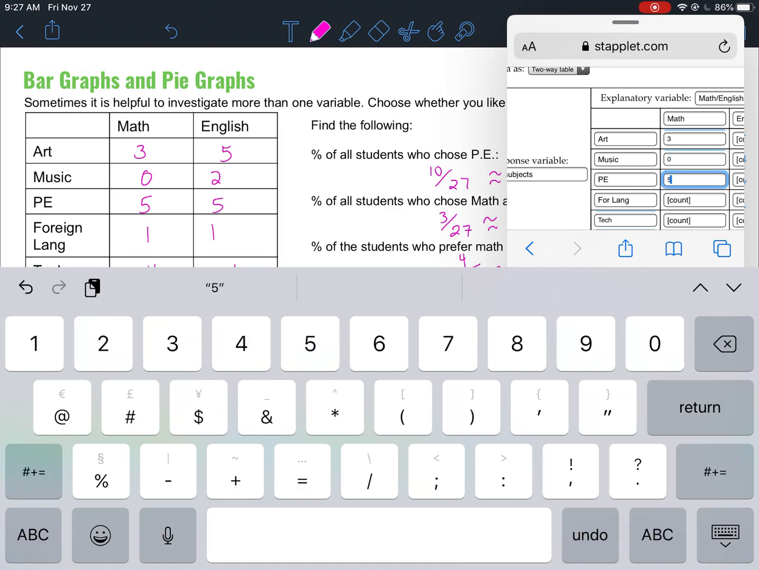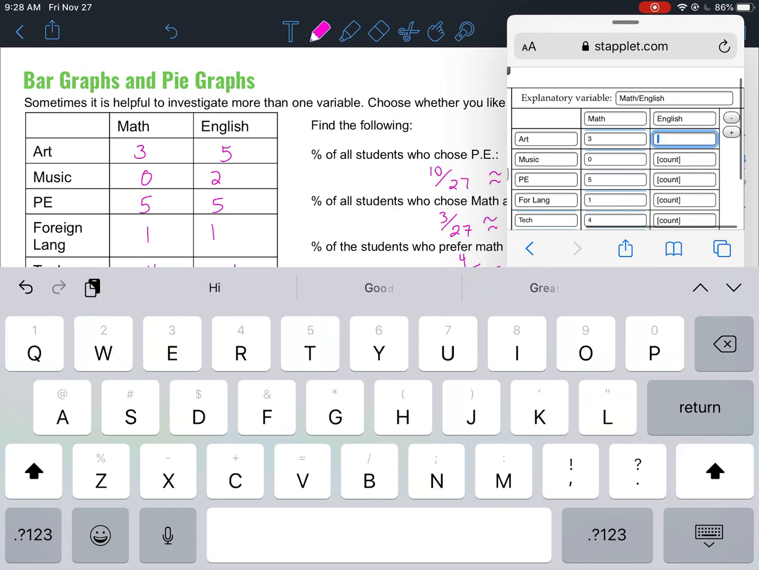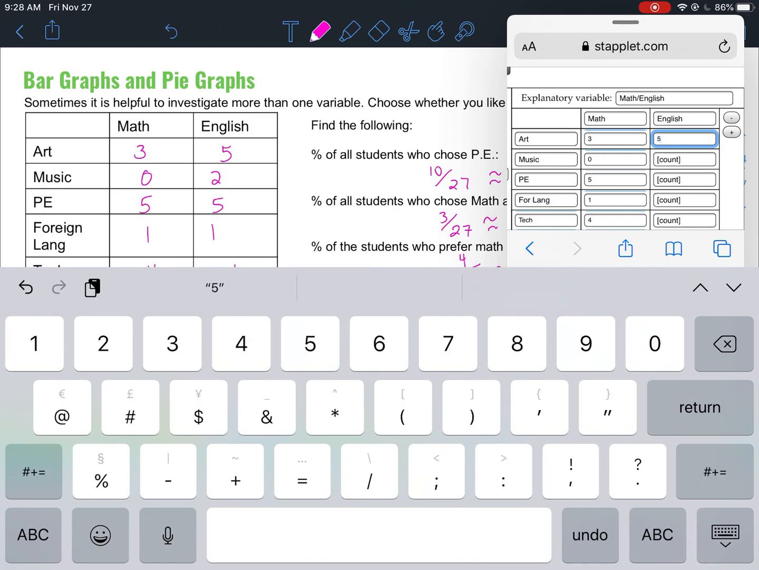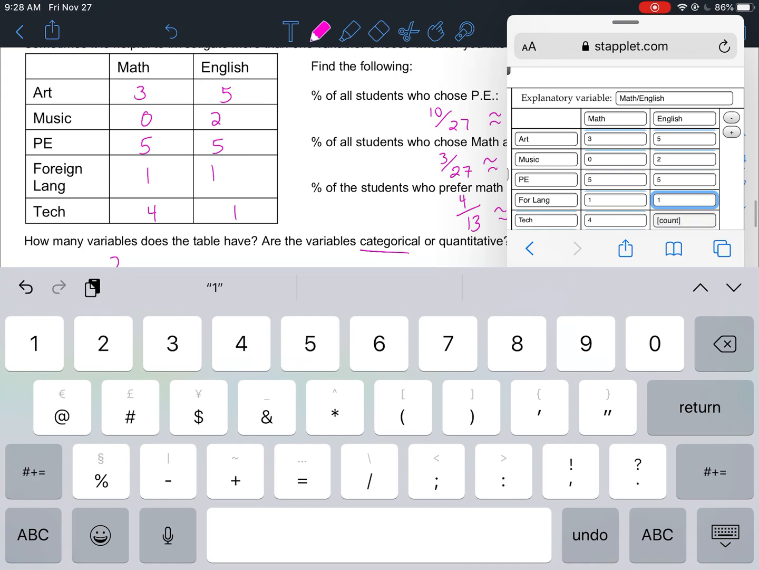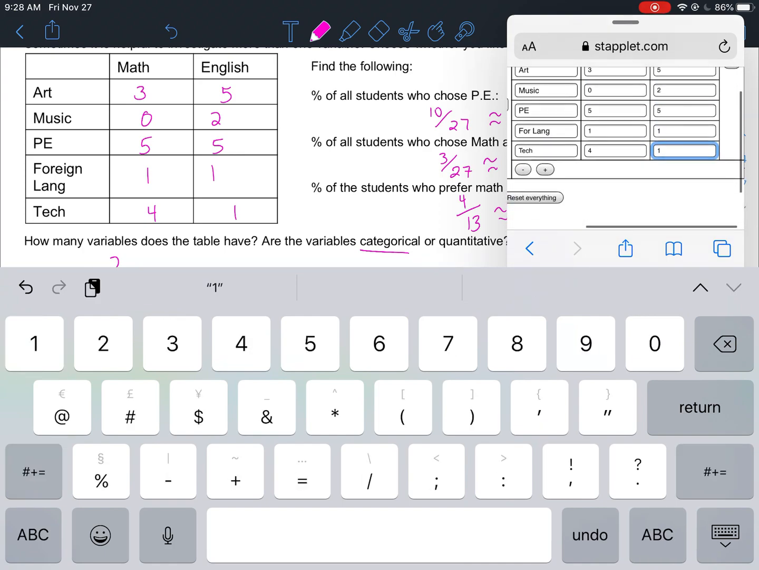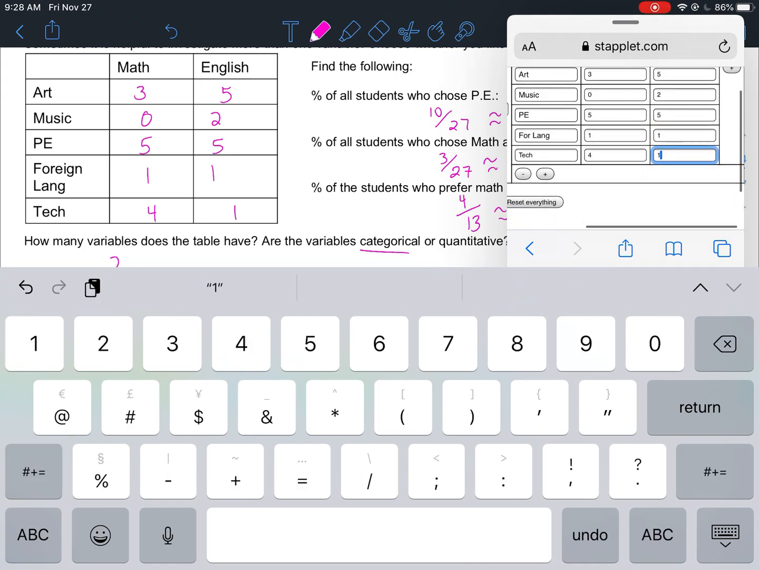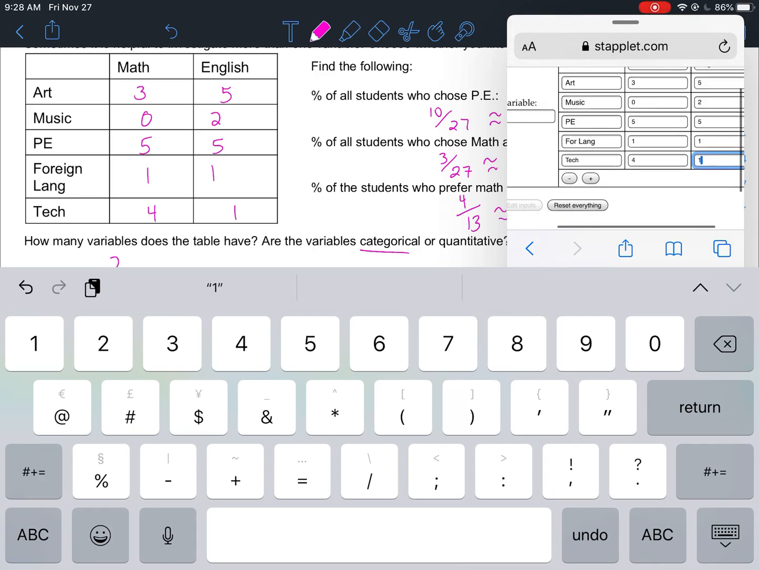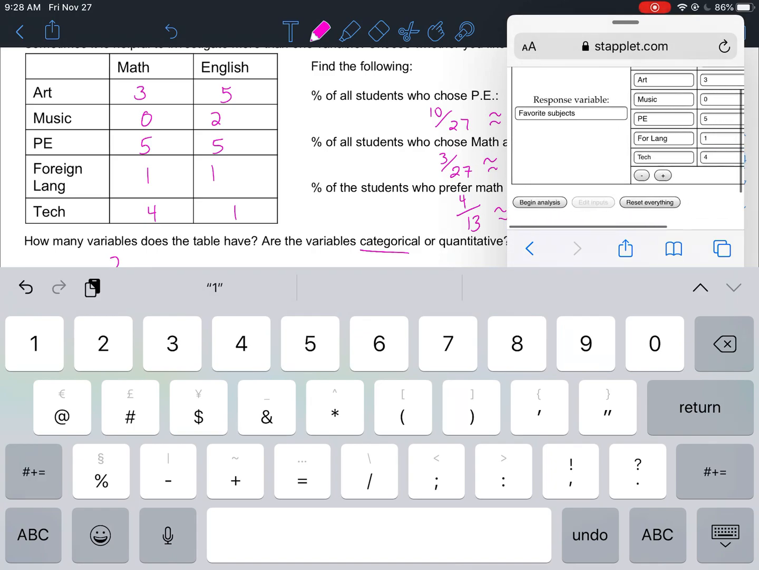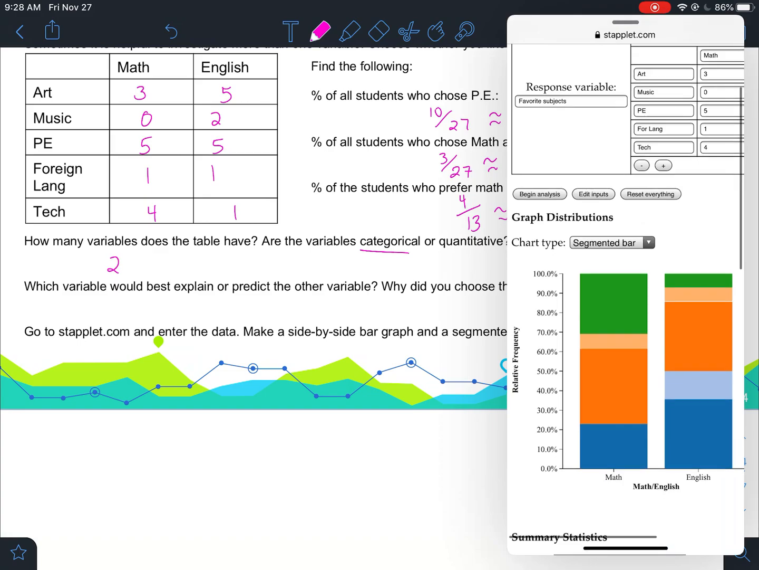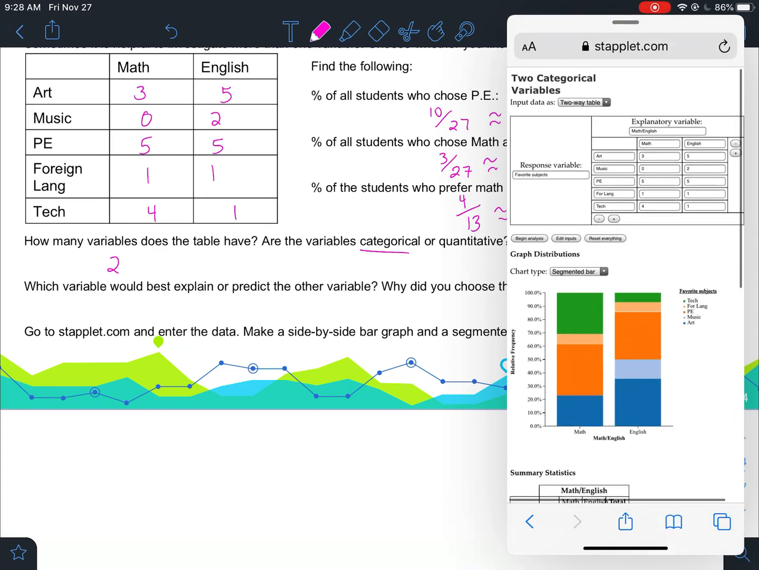And then my data that I just invented was 3, 0, 5, 1, and 4. And then we had 5, 2, 5, 1, and 1. And then we can begin our analysis. And then here we go.